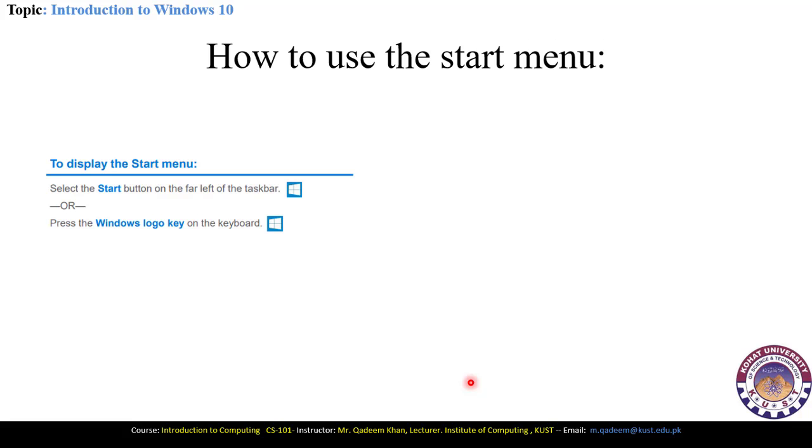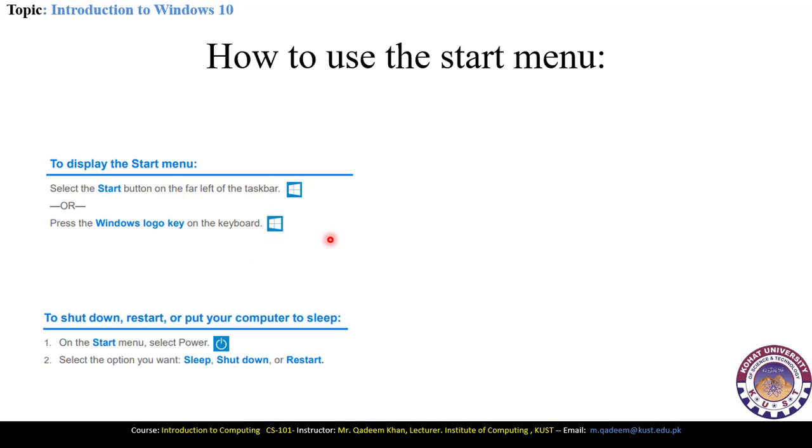How to use the start menu in Windows 10? To display the start menu, click on the start button on the far left of the taskbar. You have to click there. This button is the same as pressing the Windows logo key on the keyboard. So when you click on the Windows logo key, the start menu will appear here.